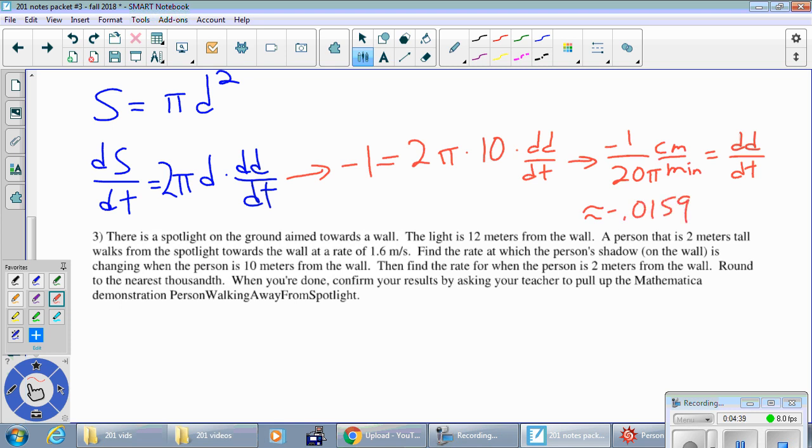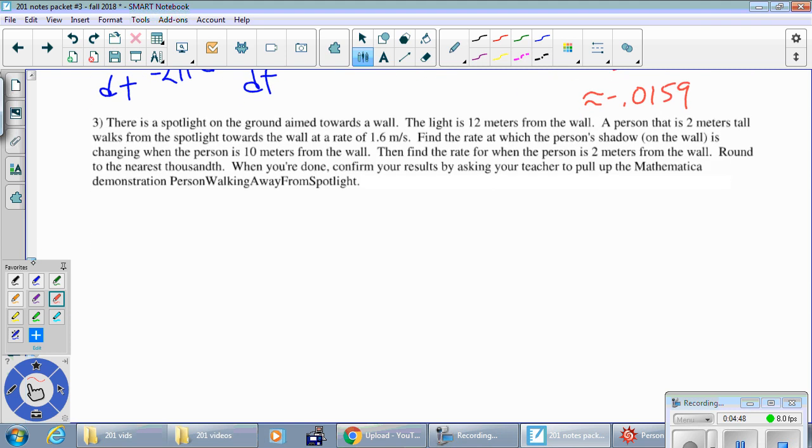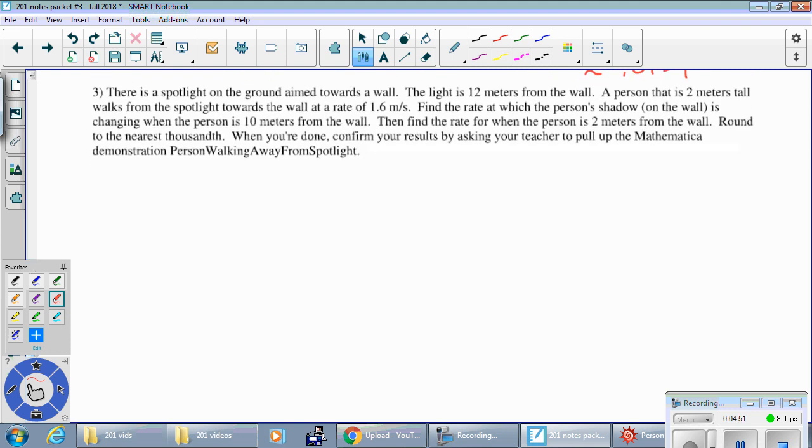So you get around -0.0159 centimeters per minute. Okay, number 3. Again, pause the video and read this if you haven't done so yet.